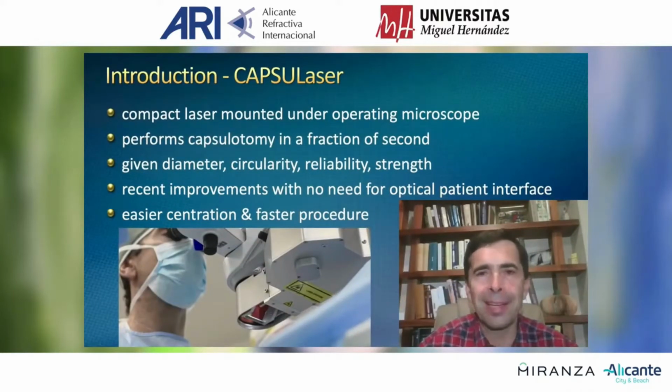CAPSULaser is a compact laser which fits underneath of any contemporary microscope. It performs capsulotomy in a fraction of a second, and the capsulotomy has given diameter. It's circular, reliable, and strong. And the recent improvements of CAPSULaser enable us to use this laser with no patient optical interface, which makes the centration easier and the procedure faster.